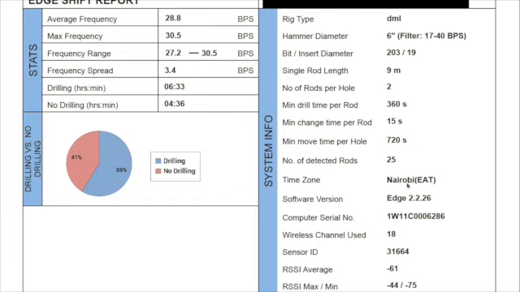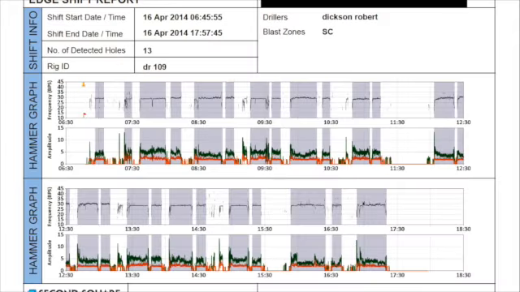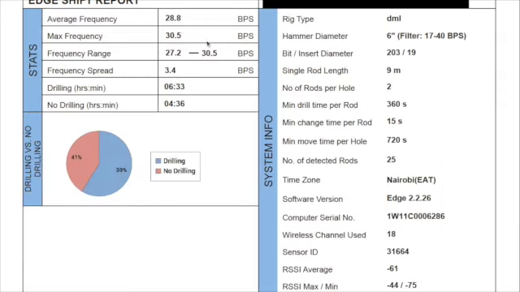The rest here is the time zone entered, which software version was used by Edge, the serial number of the computer, and the wireless channel being used for radio communication with the sensor, the ID, etc. But broadly speaking, the things that are interesting to look at is the graphs to see how stable the frequency has been and how much energy has been used to breaking rock. And secondly, we would like to see high values on the frequency and would like to see a big percentage of the shift being used for drilling activities.